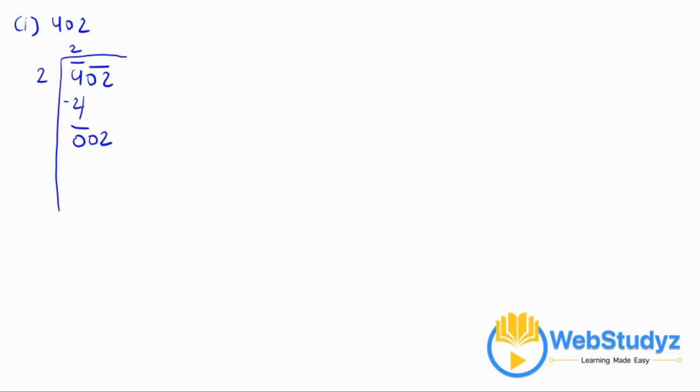Now here we have 4. Now it can't be further divided. That means we must subtract 2 from 402 to get a perfect square. So we can say that the new number is 402 minus 2, which is 400.